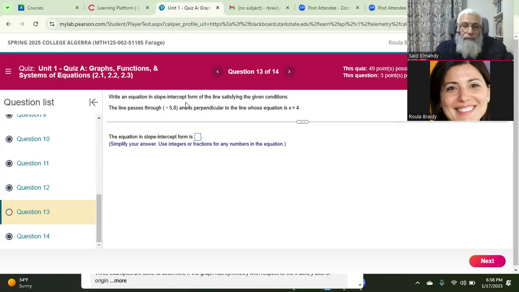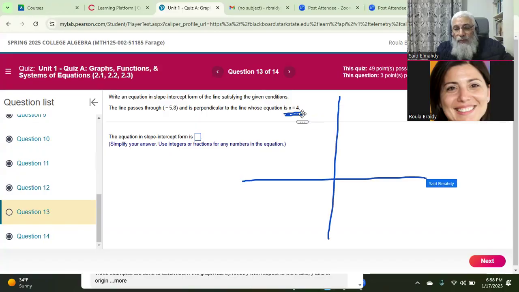So this is perpendicular to the line whose equation is x equal to 4. What line is x equal to 4? Here, like 1, 2, 3, 4. This is x equal to 4. So the line is going like this. This is a vertical line, the line x equal to 4.